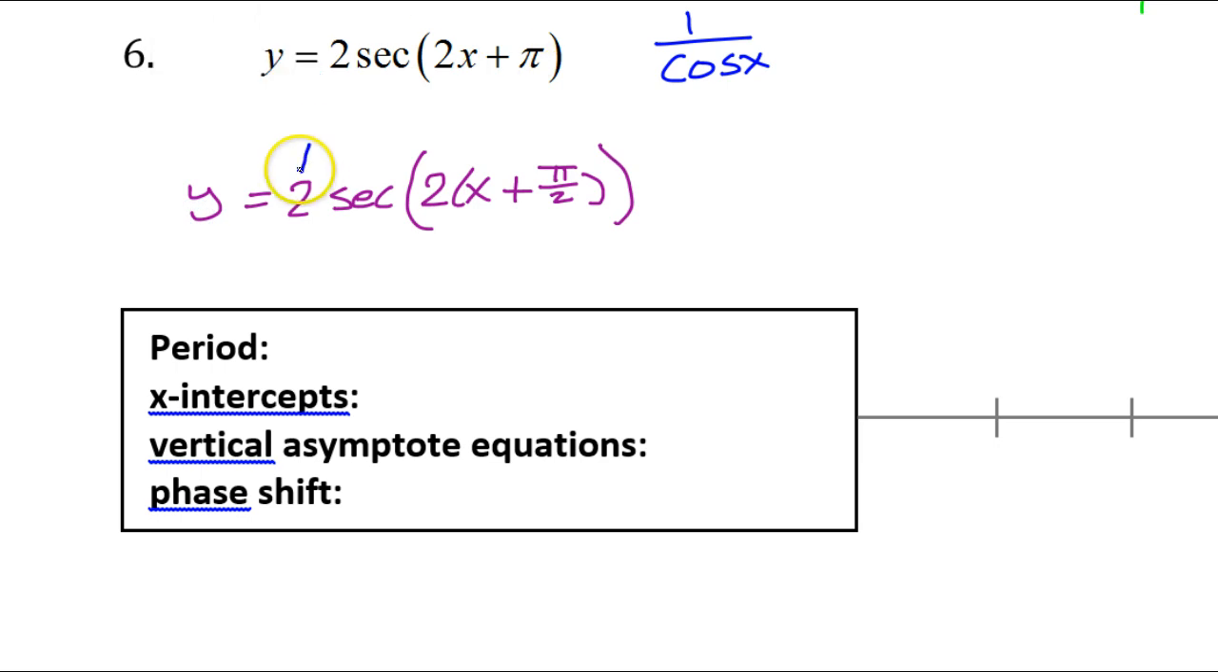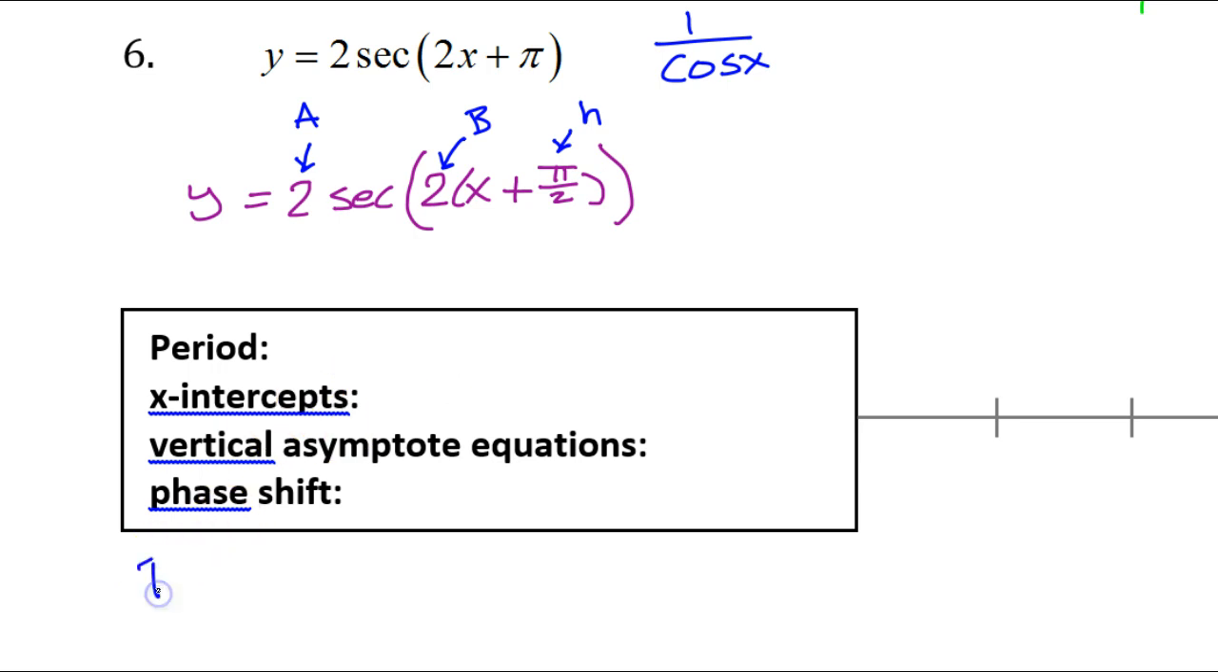Okay, so this is going to be the a value, the amplitude of my cosine function. This is going to be my b value, which is going to affect the period. And this is going to be my h value, which is going to determine the phase shift.